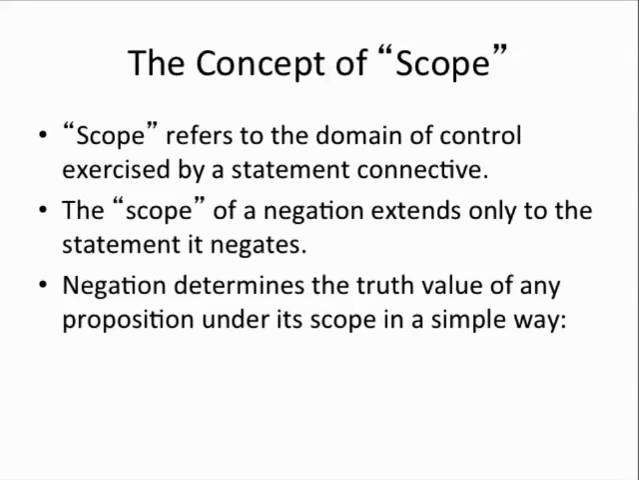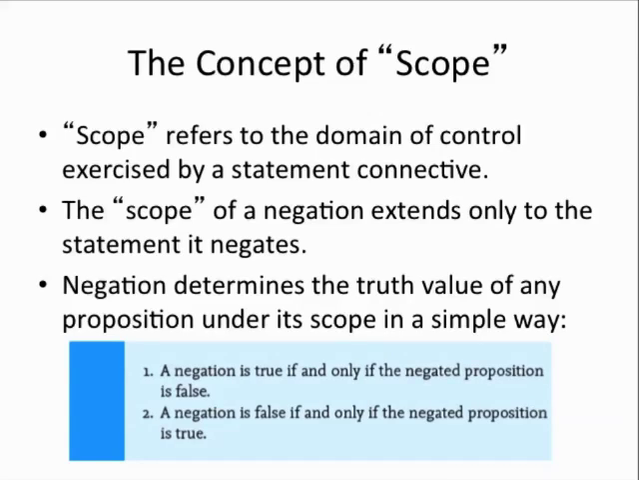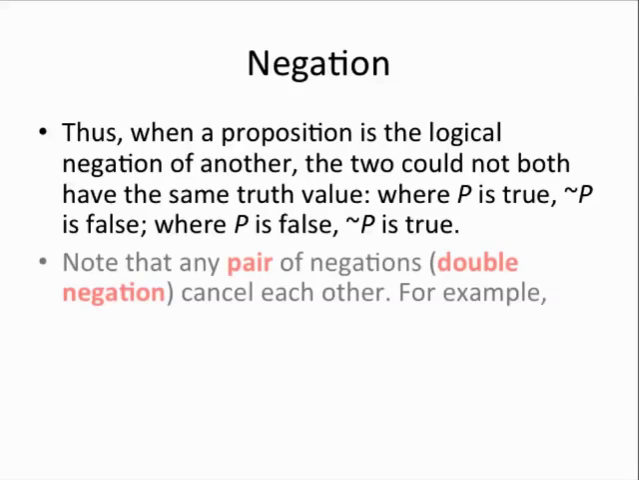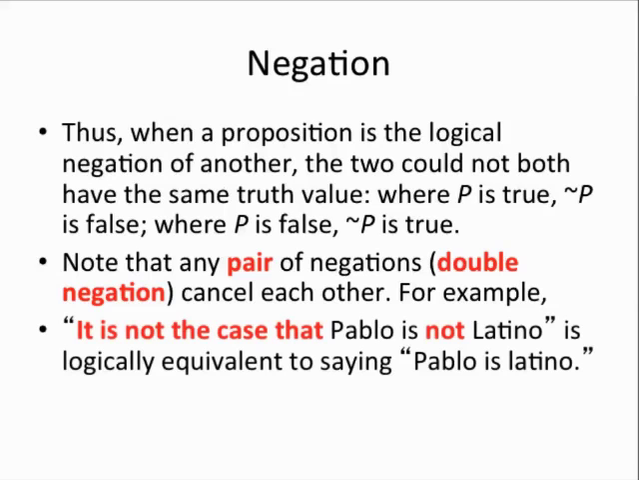When a negation is used, some very simple rules apply. If the statement that is being negated is true, the negation as a whole is false. If the statement that is being negated is false, the negation as a whole is true. So it works like this. If P is true, tilde P is false. If P is false, tilde P is true. Anytime you have a pair of negations, that is to say, a double negation, the negations cancel each other. Here's an example. It is not the case that Pablo is not Latino. That's logically the same as saying Pablo is Latino.